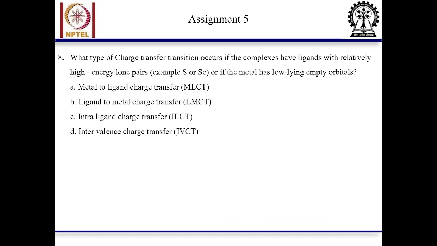So, what type of charge transfer occurs if a complex has a ligand with a relatively high energy lone pair, for example sulfur or selenium, or if the metal has a low lying empty orbital? Can anyone guess the answer to this question? Okay, ligand to metal charge transfer, as some of you have answered.